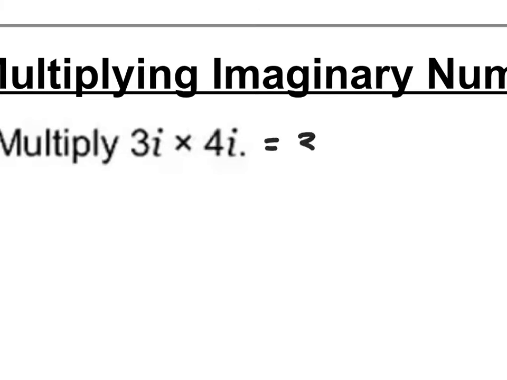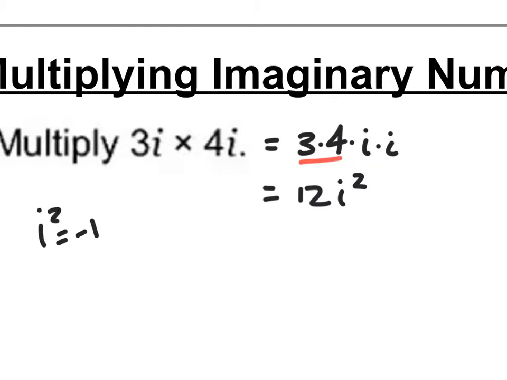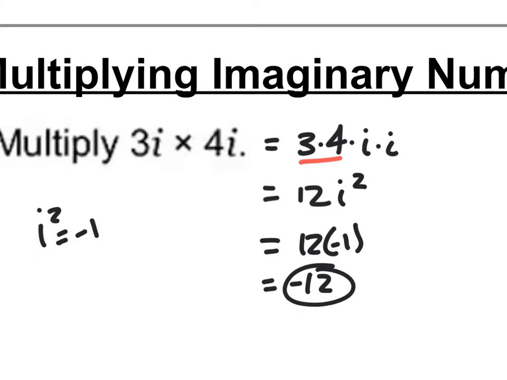I would say, okay, I'm going to take 3 times 4 and multiply that by i times i, okay? And now I can multiply the 3 and the 4 together, and that's just going to give me 12. And then i times i is going to give me i squared. Now, remember what we learned in the other one is that i squared is equal to negative 1, okay? So then this becomes 12 times negative 1, which just gives us negative 12, and that's it, okay?